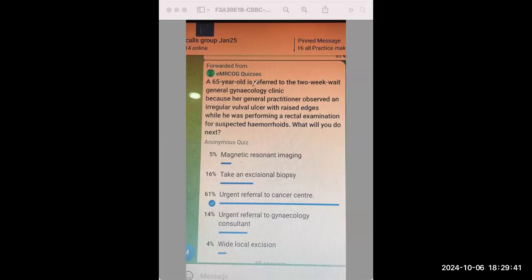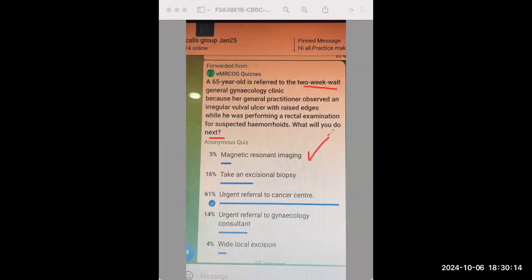So I have a 65-year-old referred to the 2-week wait general gynecology clinic. So already they have initiated the urgent referral pathway because her general practitioner observed an irregular vulval ulcer with raised edges while performing a rectal examination for suspected hemorrhoids. What will you do next? And they give you 5 options.